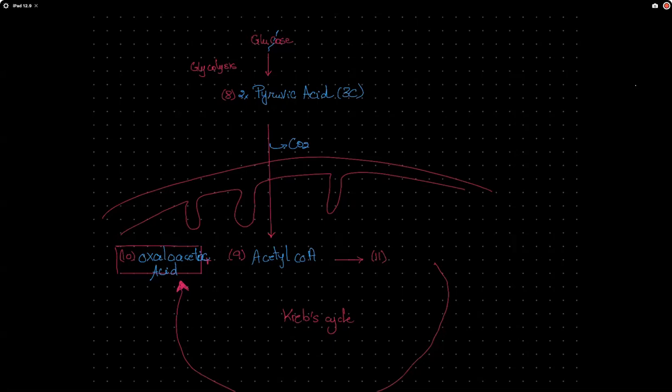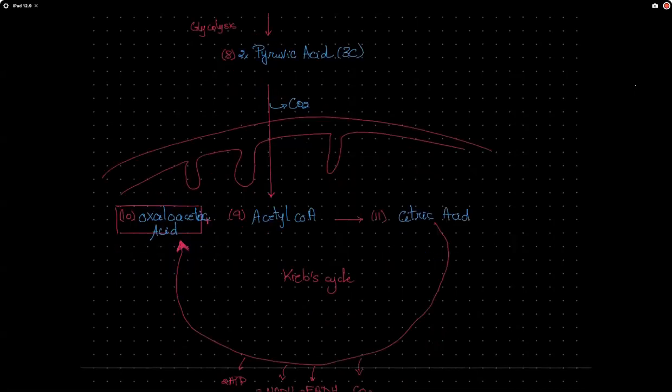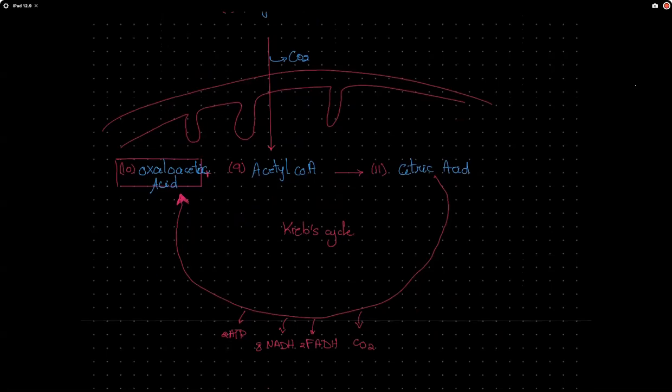The very first step, citrate or citric acid or citrate. Remember, that's why we give the Krebs cycle another name, which is actually more famous now, the citric acid cycle. Citric acid cycle is the Krebs cycle.